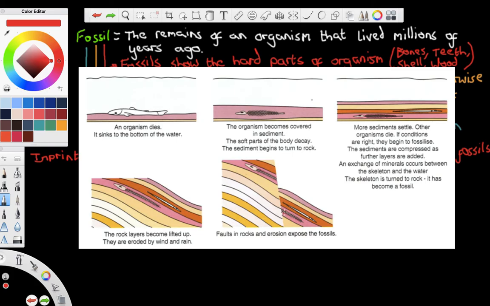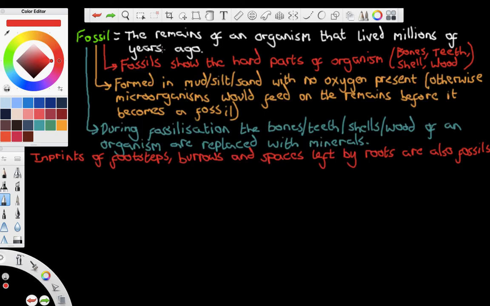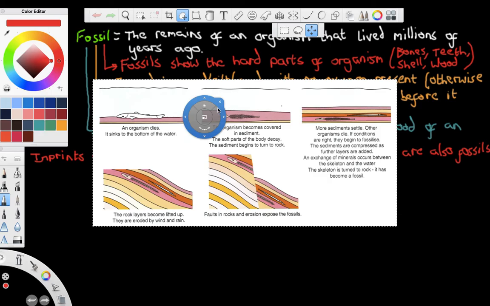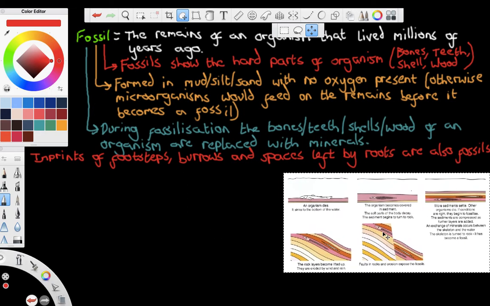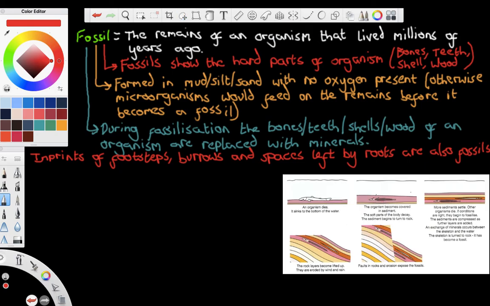We can also get a split in the ground, which can separate parts of a fossil, meaning that this fossil here would be exposed if you were to walk up the hill to look at it. So, we can make that a bit smaller. If you want to study that diagram a bit more, you can. It's on the lesson PowerPoints that I've sent out to you.